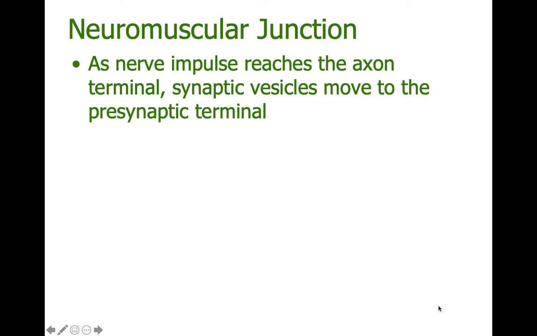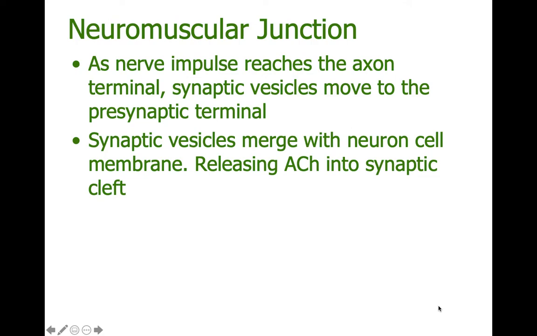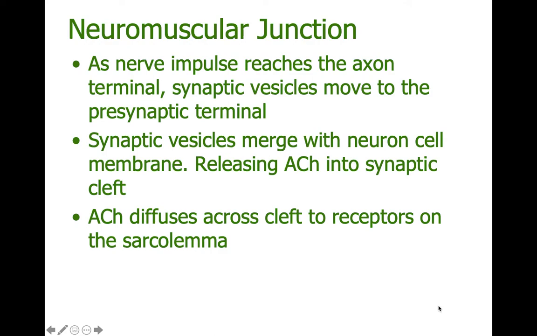As the nerve impulse reaches the axon terminal, the gecko toe, the synaptic vesicles move to the end of the presynaptic terminal. The synaptic vesicles merge with the neuron cell membrane in the process that we've called in the past exocytosis. So our synaptic vesicles merge with the membrane of the neuron, thus releasing the acetylcholine into the synaptic cleft. The acetylcholine will diffuse across the cleft to the receptors on the sarcolemma, the plasma membrane of the skeletal muscle cell.